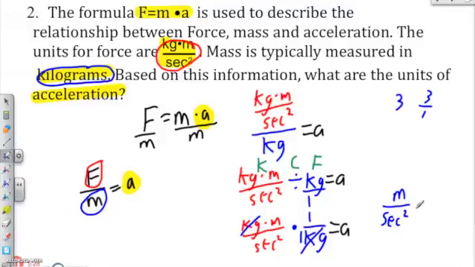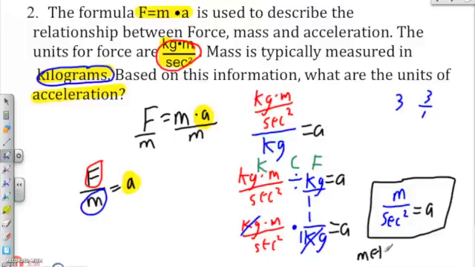Now, this is still equal to a. Now, we have meters on top and seconds squared on bottom. None of these are the same unit, so we're not going to be able to cancel anything else out. So we are actually at our final answer. And we're going to see that the unit for acceleration is meters over seconds squared. The other way that you might see this written sometimes is meters per second squared. Either way is correct. That's two ways to write the same thing.